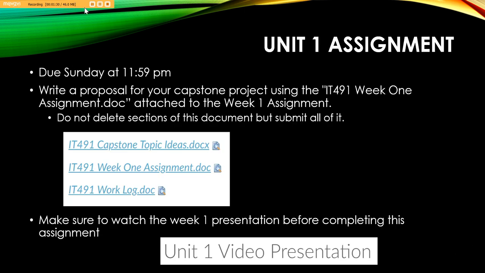The Unit 1 assignment is due Sunday at 11:59 p.m. Write a proposal for your capstone project using the IT491 Week 1 assignment document. It's attached to the assignment. Right here are some topic ideas that you could look at if you can't think of anything. Do not delete sections of this document, but submit all of it as is and fill in where it says to. Make sure you watch the Week 1 presentation before completing this document.